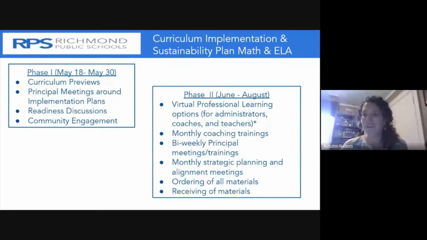Phase 2, though, is when we really get into the learning. So based on adoption and approval from the school board on June 1st, we will kick off phase 2, which will include virtual learning opportunities for both ELA and math that are both asynchronous and synchronous and can begin as early as June. We'll have monthly coaches meetings, principal trainings. We'll be doing some strategic planning with our partners to make sure we're all aligned and we're providing the right supports for our leaders, our teachers, our students. We'll also get into ordering materials and receiving materials, so we are ensuring that our teachers have those prior to their training.